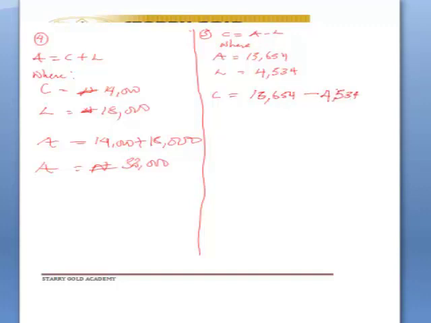So 15,654 minus 4,534. We have it as C equals 11,120 naira. So then question 6.